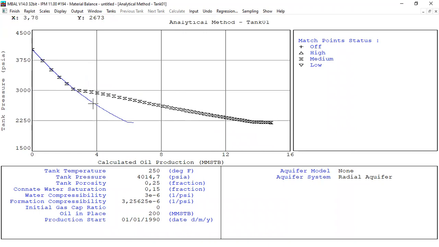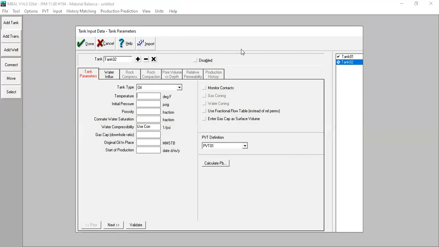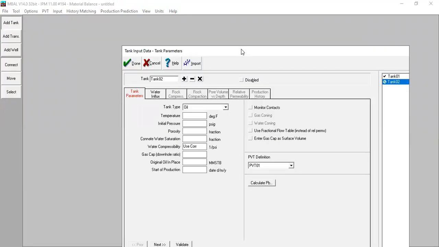Okay, and then I will create another reservoir. I will add a tank here or here instead. So for example, I have another reservoir below my reservoir, another tank below tank 1. All right. So the data for this reservoir, after I investigate it, for example, is as follows.